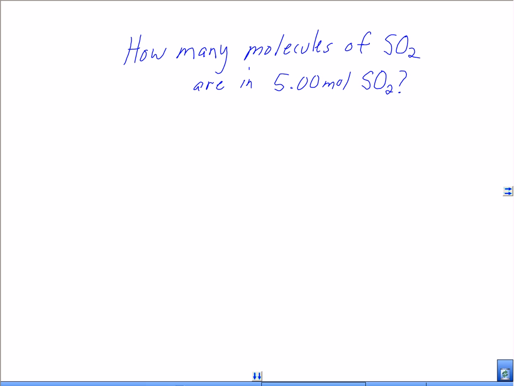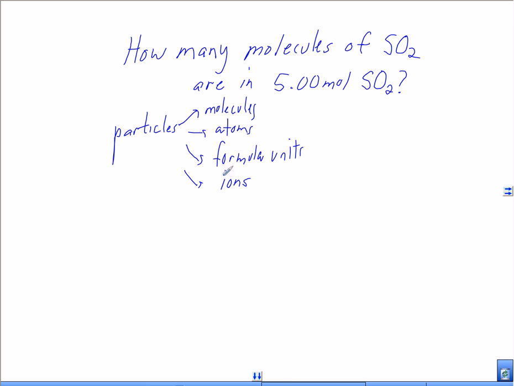I do see the word molecules, and molecules is a type of particle. And we know that particles can be things like molecules or atoms or formula units or ions even can be a particle. And there's more than that, but those are the main ones that we'll deal with in class. So anytime I'm dealing with any of these words, I know that Avogadro's number is going to come into play.